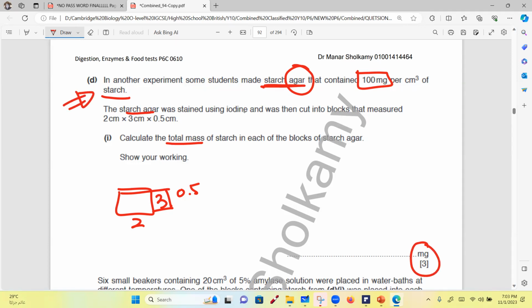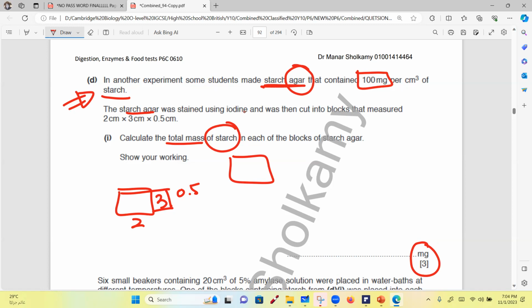They made a block of starch, okay? And they want to know the total mass of starch in each of the blocks of the starch agar. Again, in another experiment, some students made starch agar that contained 100 milligrams of starch per centimeter cubed. The starch agar was stained using iodine and then cut into blocks that measured 2 times 3 times 0.5. Calculate the total mass of starch in each of the blocks.